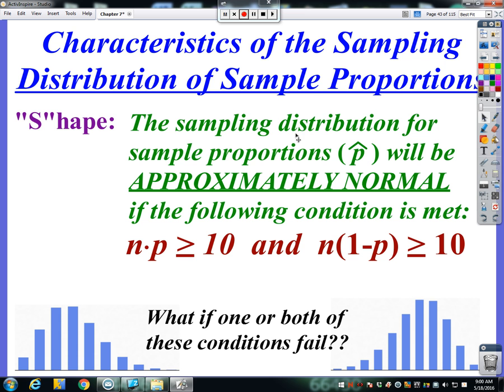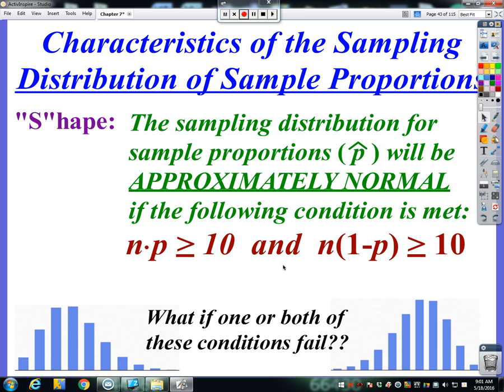A sampling distribution for sample proportions will be approximately normal if this following condition is met. The n is our sample size and the p is the population proportion. If we don't know what the population proportion is, we're going to have to use our sample proportion as a backup. If we multiply the sample size with our proportion, and our sample size times 1 minus the proportion, both of those values need to be greater than or equal to 10.